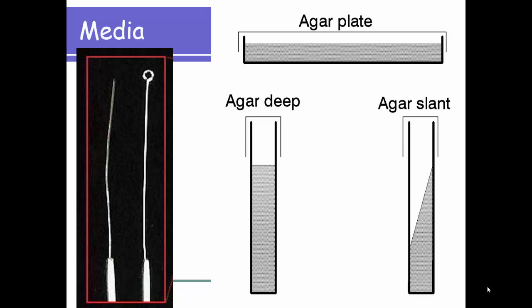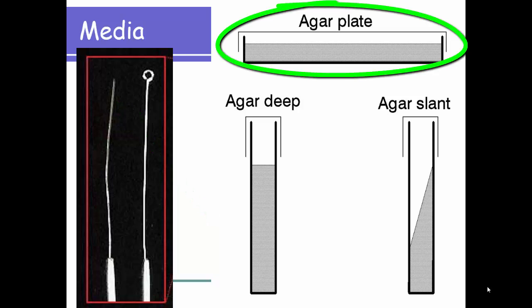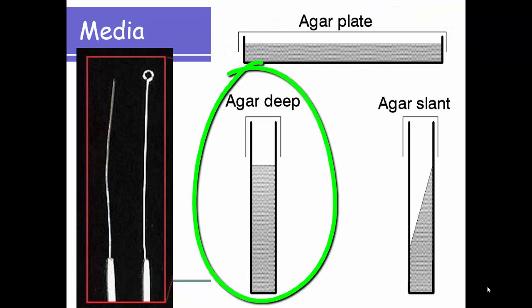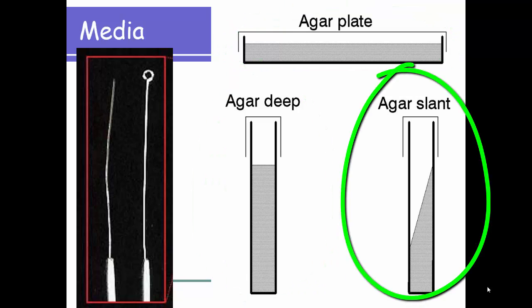We use both the inoculating loop and the inoculating needle. Do not call the inoculating needle the stabby thingy or any other type of name. It is the inoculating needle. We inoculate agar plates, deep agar tubes, agar slants, and broth tubes.